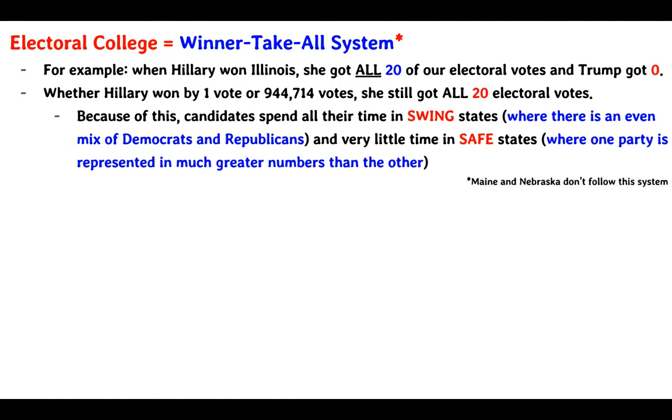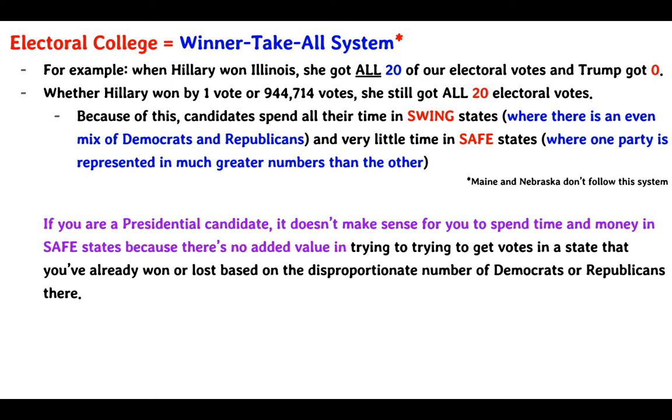So I say winner take all with little asterisks because Maine and Nebraska actually have a slightly different system. We don't have to worry about that. So if you're a presidential candidate, it doesn't make much sense for you to spend time and money in safe states because there's really no added value in trying to get votes in a state that you've already won or already lost based on the disproportionate number of Democrats or Republicans there.